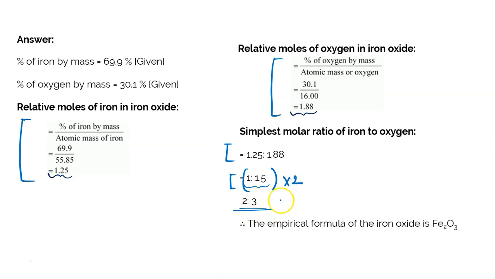What is this? This is nothing but the number of atoms of iron and oxygen respectively in the empirical formula. So I'm having 2 irons and I'm having 3 oxygens, as it's already written over here in the empirical formula. So these are the 3 steps.